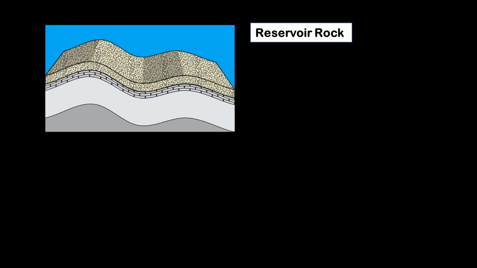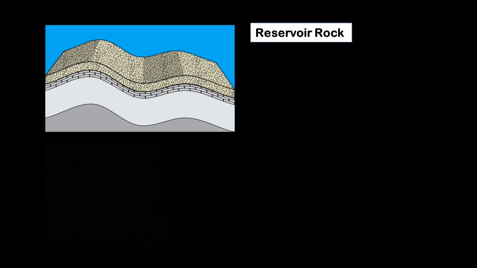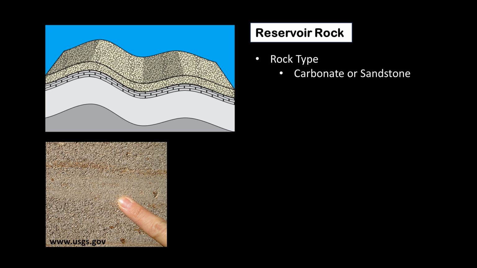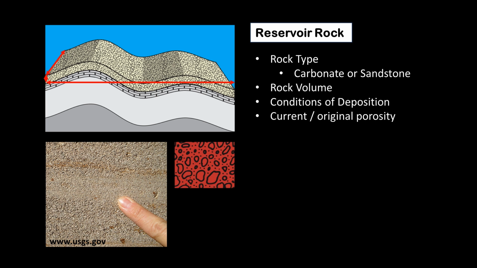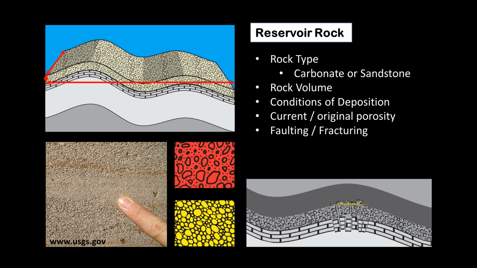Next, the reservoir rock. Again, we are interested in rock type, perhaps a carbonate or a sandstone. We want to know the rock volume, also the conditions of deposition, the current and original porosity, which is dependent on grain characteristics as well as depositional conditions. Is there faulting or fracturing? And finally, we want to know permeability, which is not uniform. Again, geophysical methods can identify all but one of these elements.